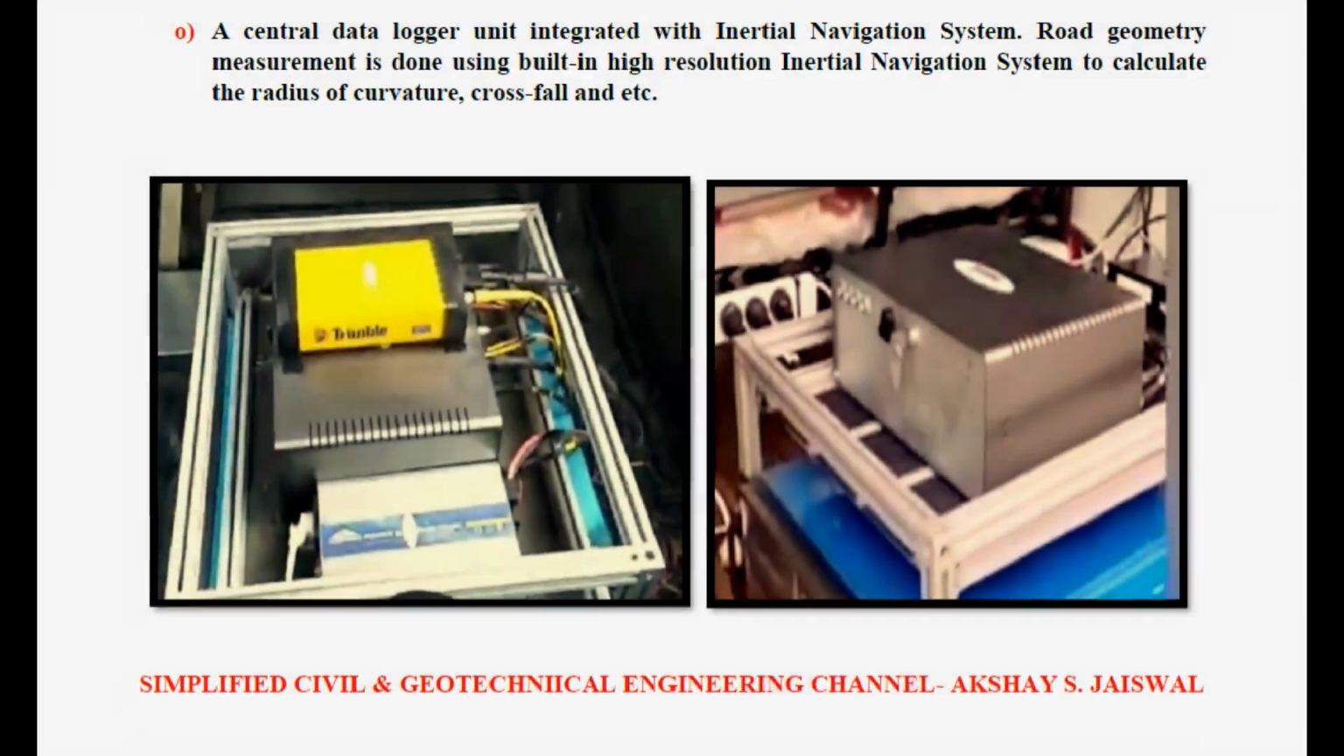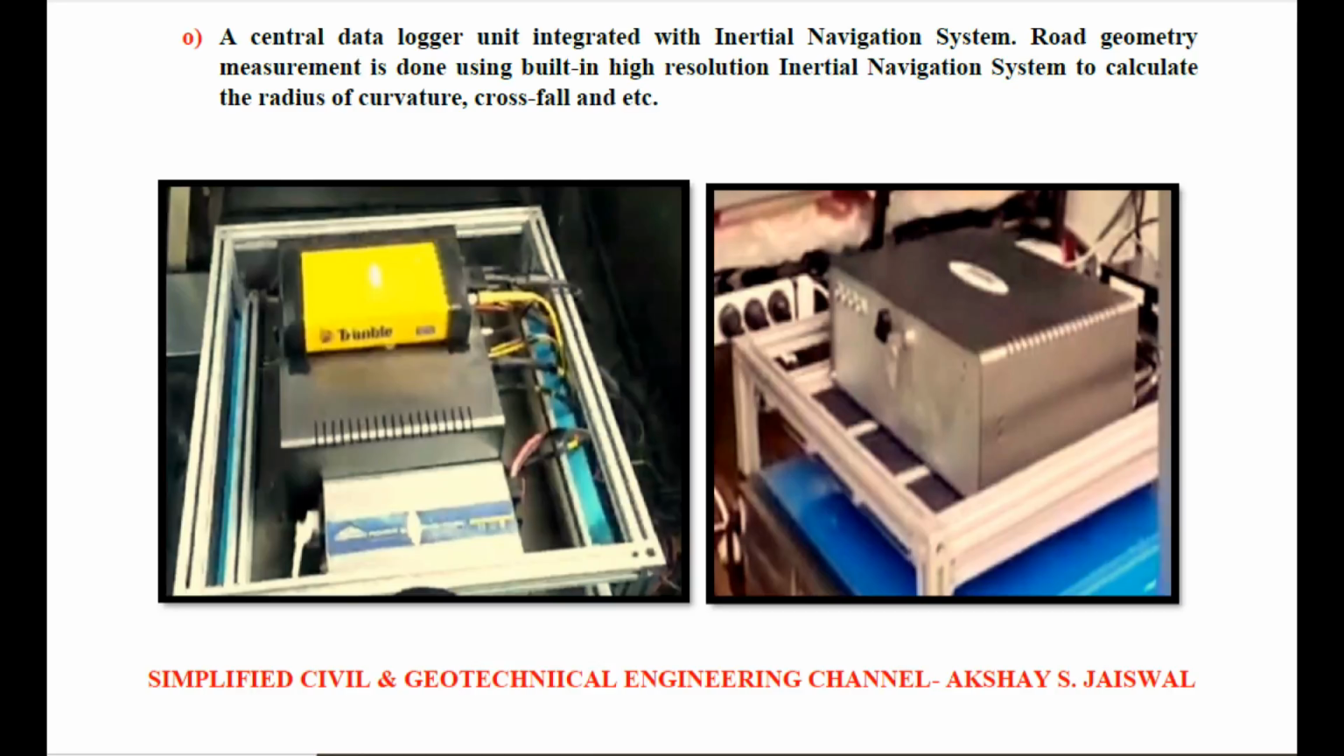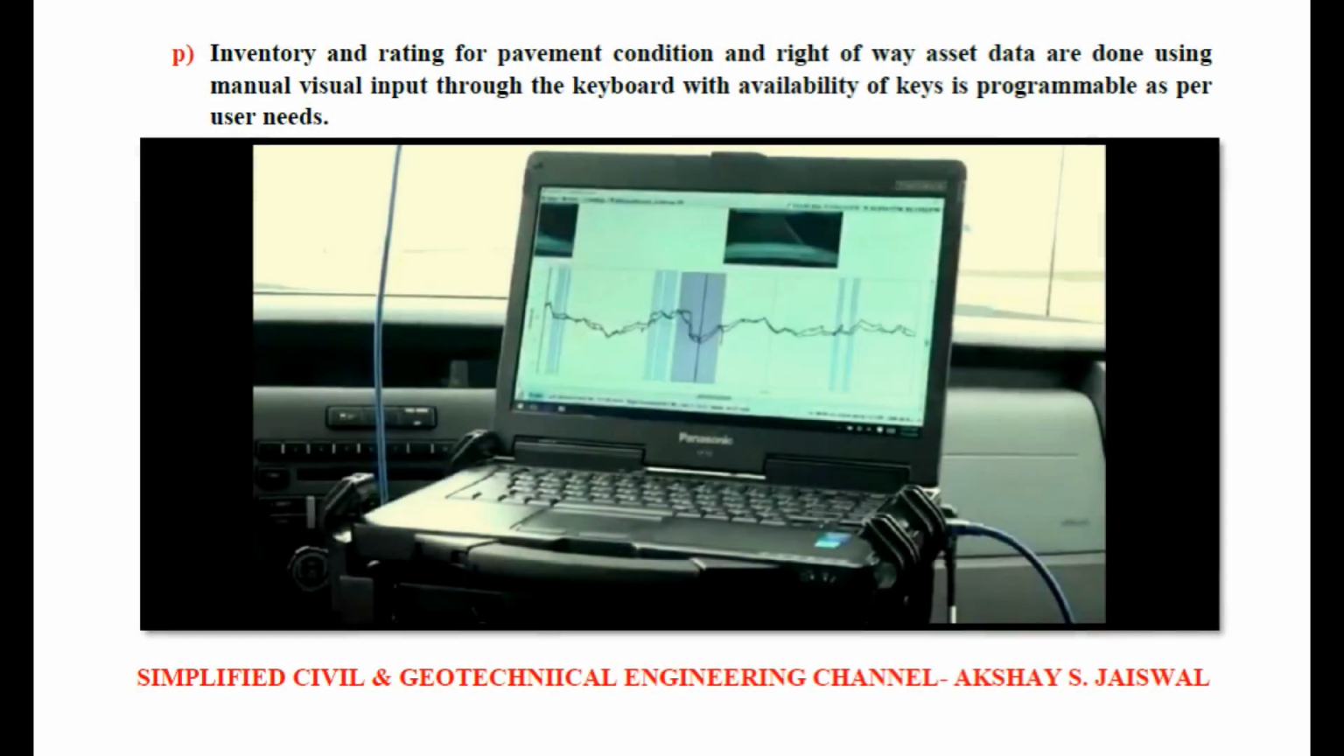NSV has a central data logger unit integrated with inertial navigation system. Road geometry measurement is done using a built-in high-resolution inertial navigation system to calculate the radius of curvature and crossfall. Inventory and rating for pavement condition and right-of-way asset data are done using manual visual input through the keyboard, with availability of keys programmable as per user needs.